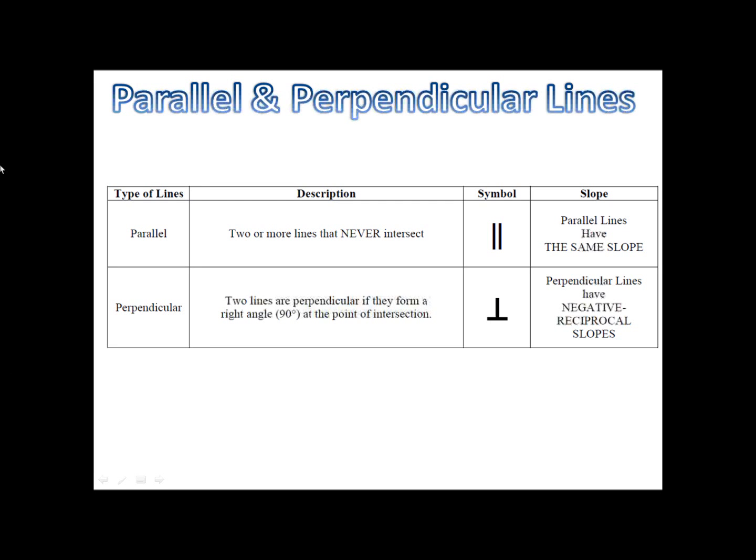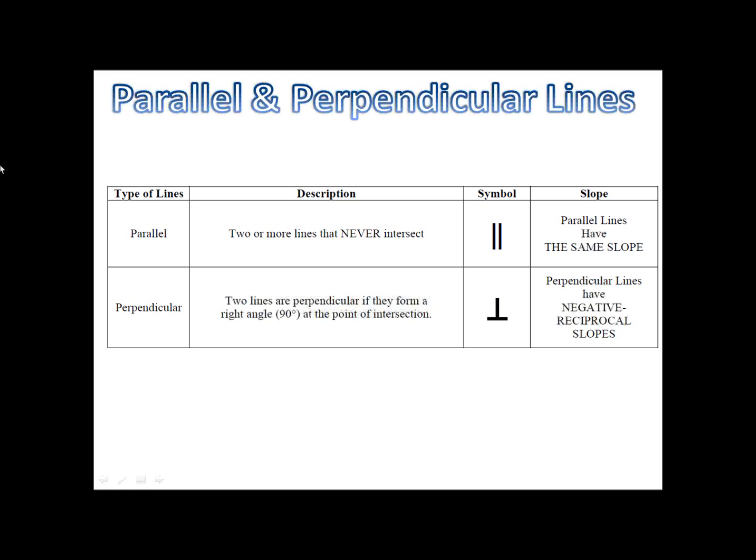Today we're going to talk about parallel and perpendicular lines. Parallel and perpendicular lines are one of the topics that Rene Descartes used extensively in his geometric works on the coordinate plane. Parallel lines, simply put, are two or more lines that never intersect. There's always the same amount of space between them.